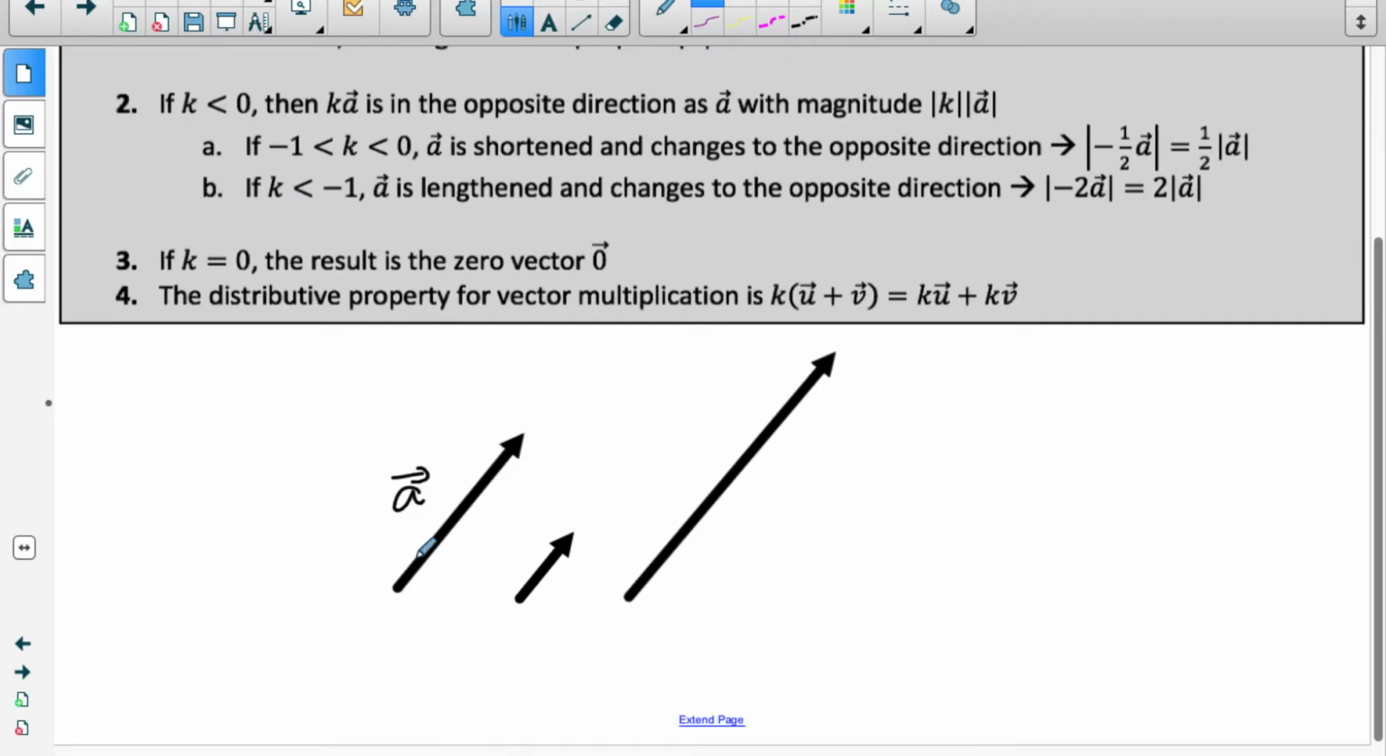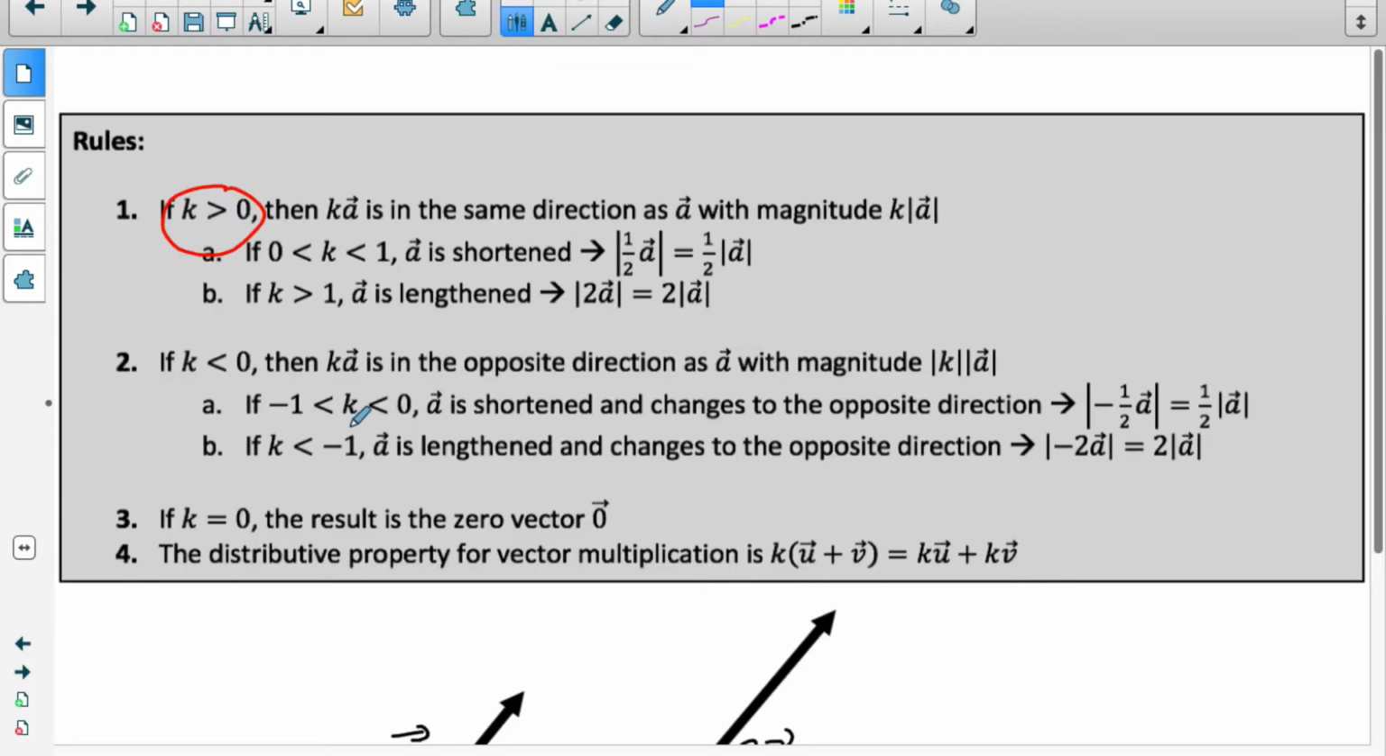So this is vector A. If I were to multiply vector A by a scalar between 0 and 1, let's say 0.5, it's going to make the vector shorter. It's going to have half the magnitude of vector A, and it's going to be in the same direction. So this would be 0.5 times vector A right here. Half the magnitude of vector A in the same direction as vector A. And this one is longer, so the k value must be bigger than 1. It looks like it's about twice as long, so I could say this is 2 times vector A. It's in the exact same direction with twice its magnitude. Now let's look at if your k value is negative.